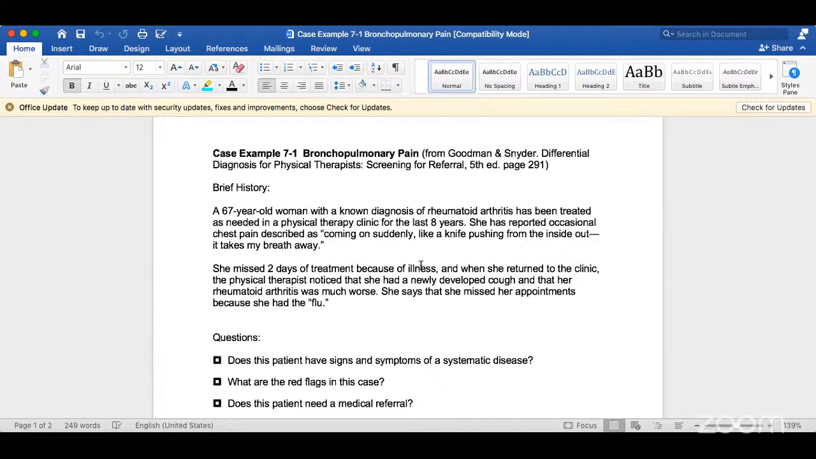Now, anyone that speaks can put down their hand so that we'll be able to know if there are new hands that have been raised. Now, let's go to the second question. What are the red flags in this case? What are the red flags?